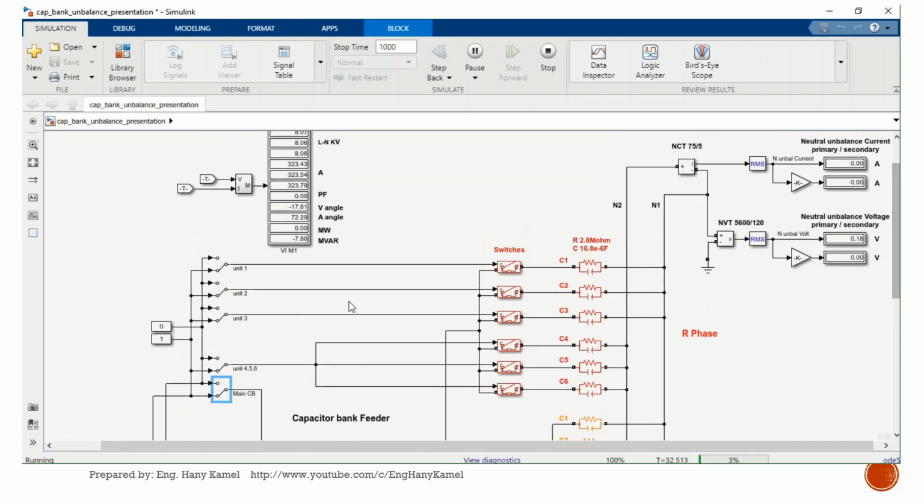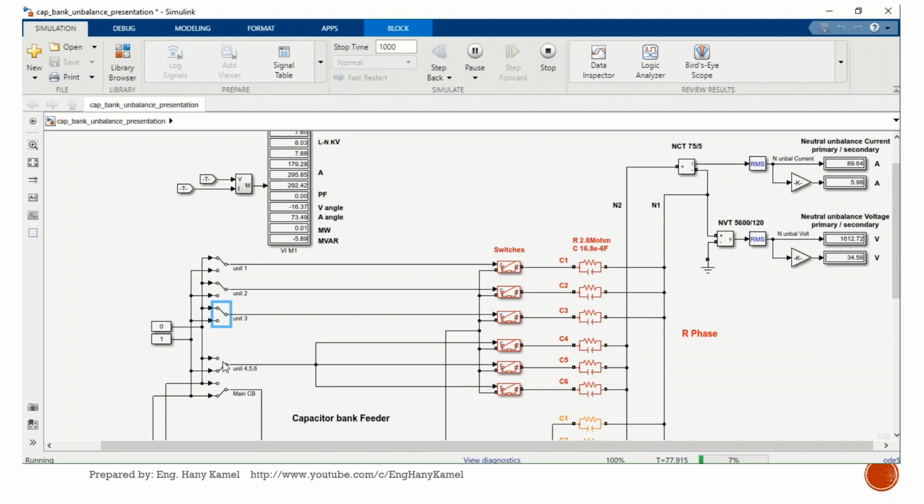To start abnormal conditions, we have a failure in one capacitor unit. We have a drop in line current, and the neutral CT now starts to read some current. Also we have unbalanced voltage. If we drop capacitor unit 2, the neutral unbalance voltage and current increase. We can drop unit 3 also. You can see the neutral unbalanced voltage and current increased.